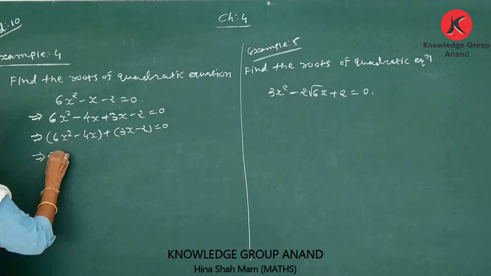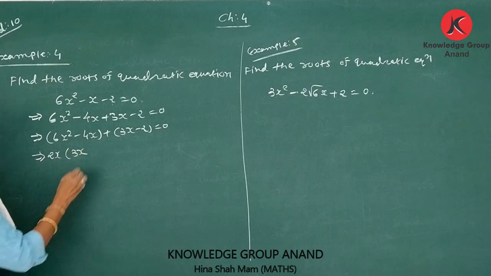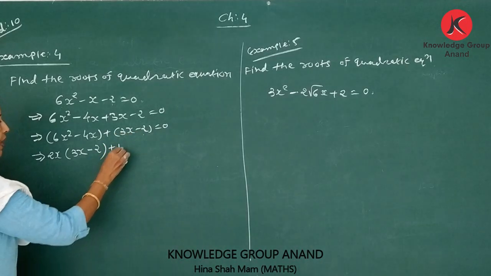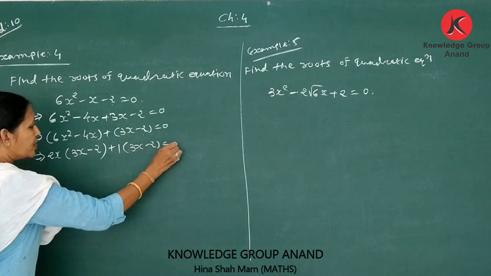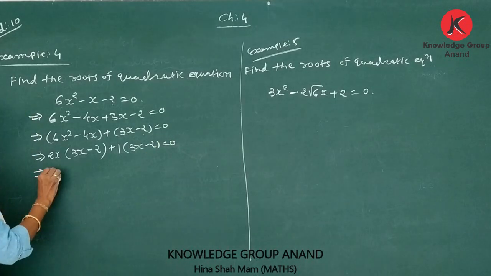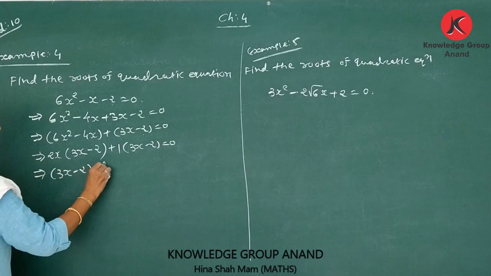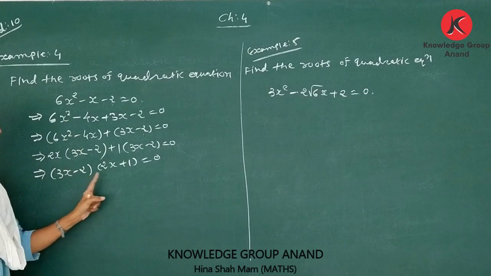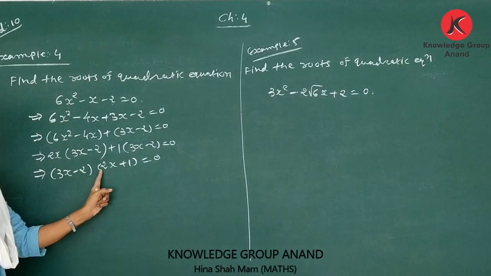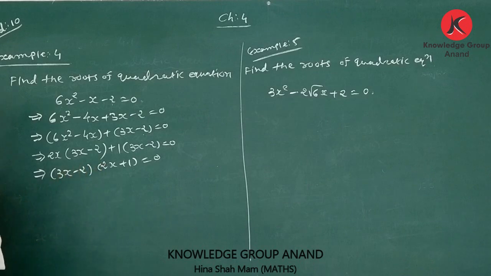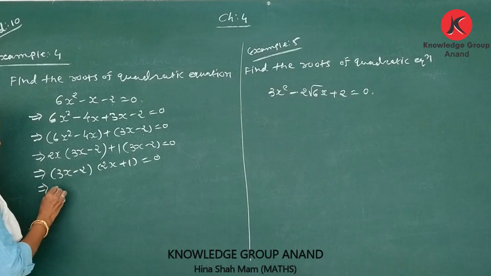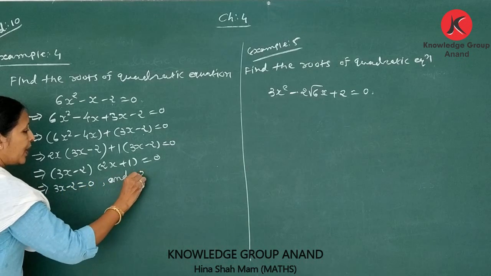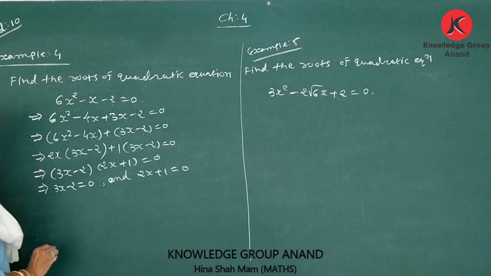The common factor is 2x: 2x(3x - 2), and here the common factor is 1: +1(3x - 2). Therefore (3x - 2)(2x + 1) = 0. These are the two linear factors. Then we equate each factor to 0: 3x - 2 = 0 and 2x + 1 = 0.